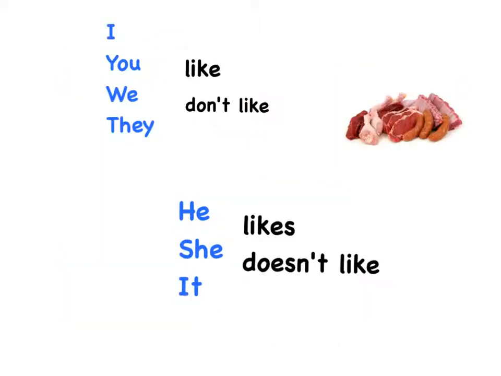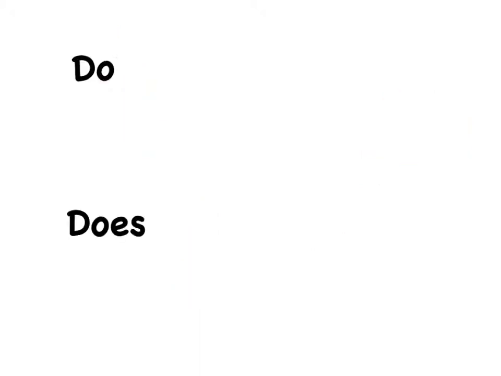So, this is how we form sentences in the present simple tense. If you're using the people I, you, we, they, in the affirmative sentence we say we like meat. In the negative, they don't like meat. If you're talking about a third person, singular, he likes meat. She doesn't like meat. It doesn't like meat. Now, to ask yes or no questions, we're going to need the auxiliaries do and does.